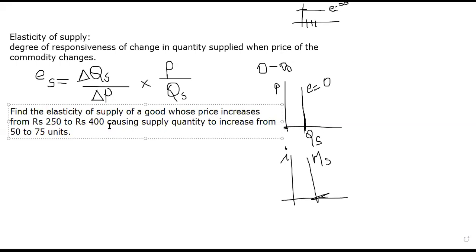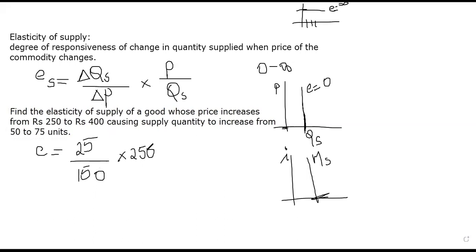Yeah, got common answer. 0.83. Okay, elasticity is equal to change in quantity, which is 25 units, and change in price, which is 150 rupees, into initial price, which is 250, and initial quantity, which is 50. We get 0.8. Okay, positive value. Most of you have got the answer, right? All of you have got the answer.